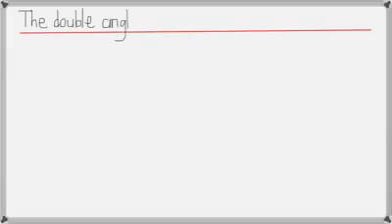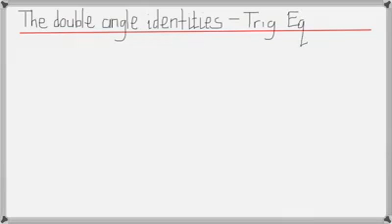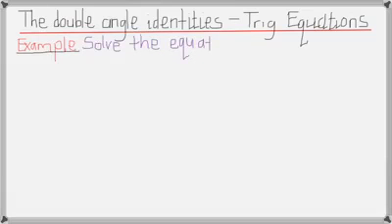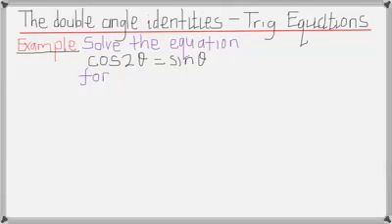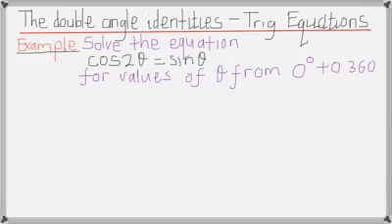Welcome to our lecture on the double angle identities, where we're going to look at how these double angle identities are used to solve trigonometric equations. To begin with, we have an example here which says: solve the equation cos 2 theta equals sine theta for values of theta from 0 degrees to 360 degrees.